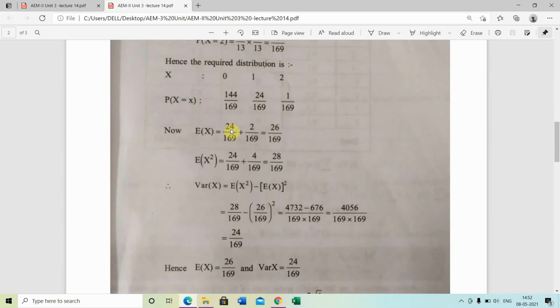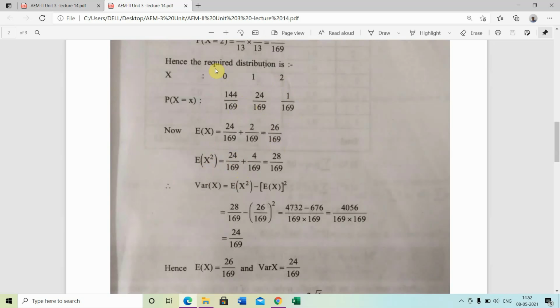So it is 24/169 for P(x=0), plus 2/169 for P(x=1), and for the sum, 0 multiplied by P(x=0) plus 1 multiplied by P(x=1) plus 2 multiplied by P(x=2), we get 26/169.